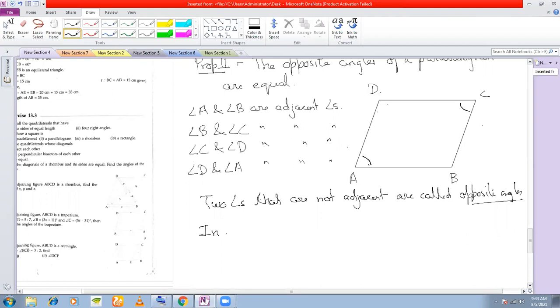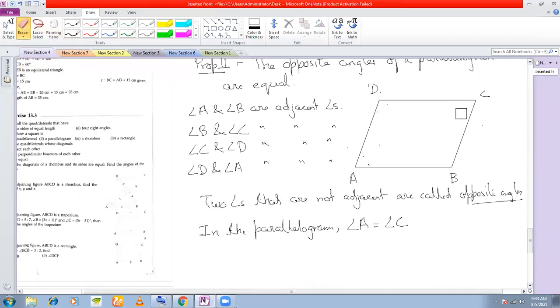in the parallelogram ABCD, angle A must be equal to angle C, because they are opposite angles. So if I give you the measure of this angle as say 60 degrees, and then I ask you the measure of angle C, what should it be? This should also be 60 degrees, right? Because they must always be equal.